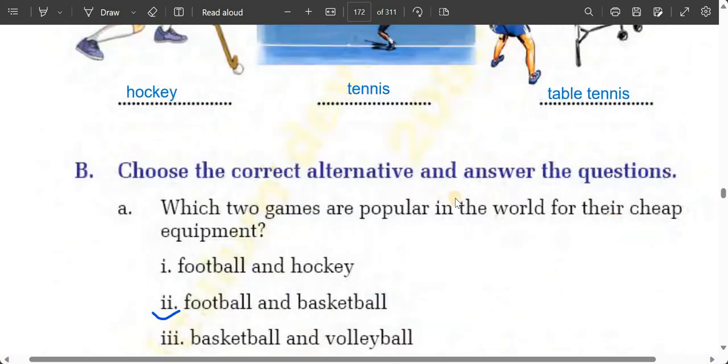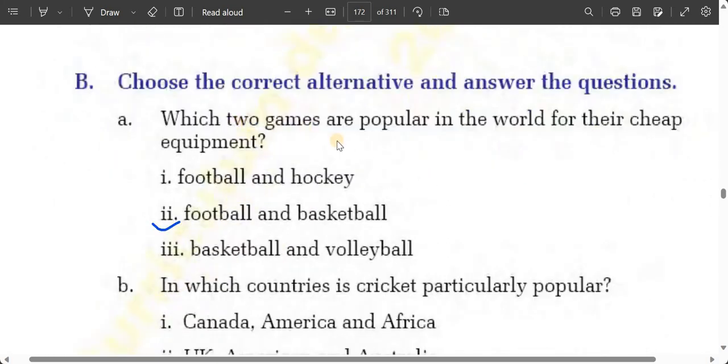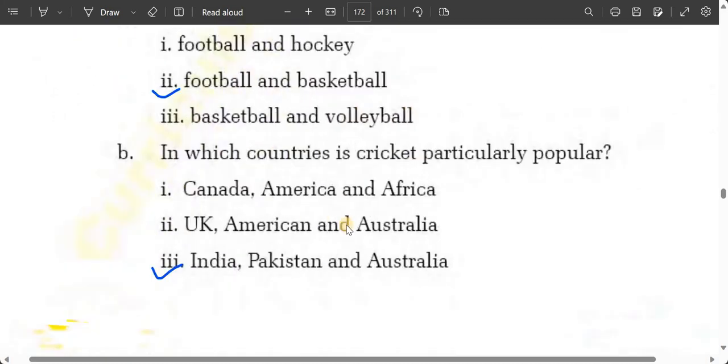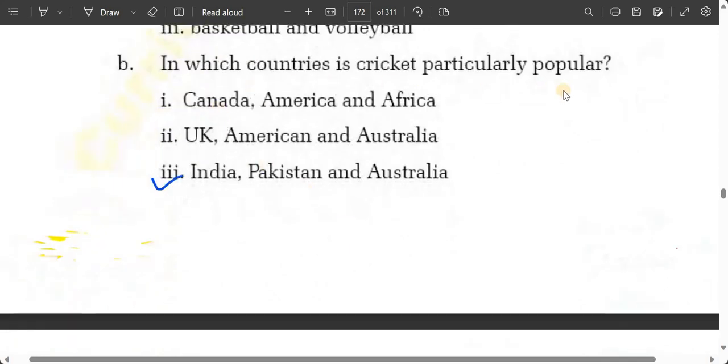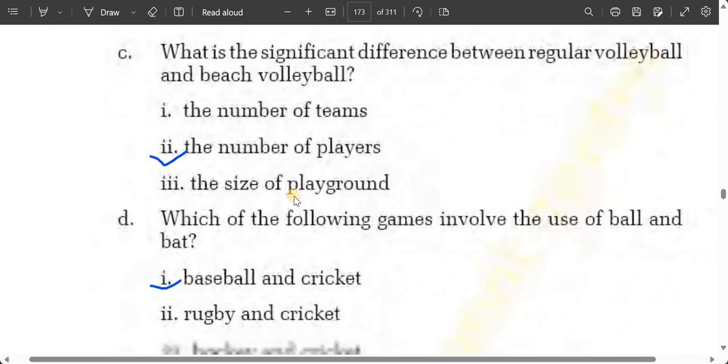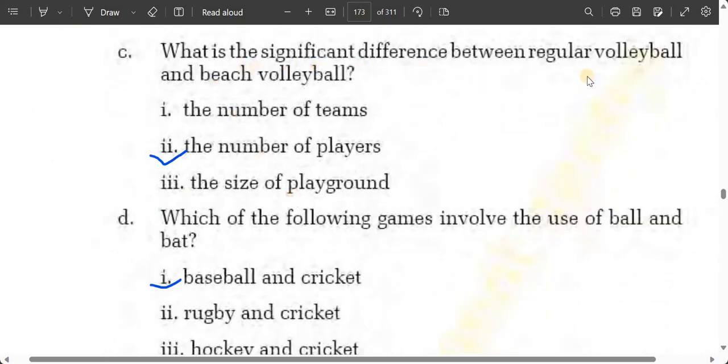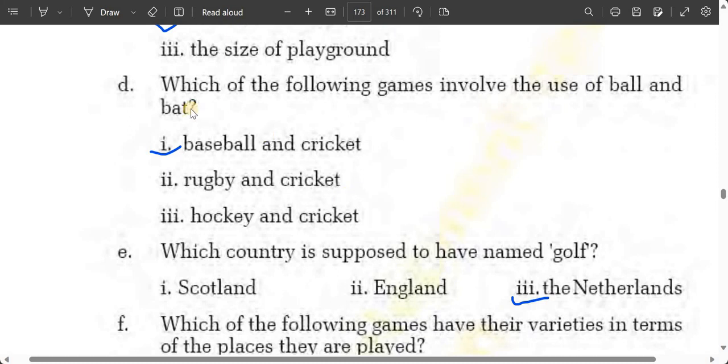Now choose the correct alternative and answer the questions. Which two games are popular in the world for the cheap equipment? Football and basketball are popular for cheap equipment. In which countries is cricket particularly popular? India, Pakistan and Australia. What's the significant difference between regular volleyball and beach volleyball? The difference is due to the number of players. Which of the following games involve the use of ball and bat? Baseball and cricket, they are similar.